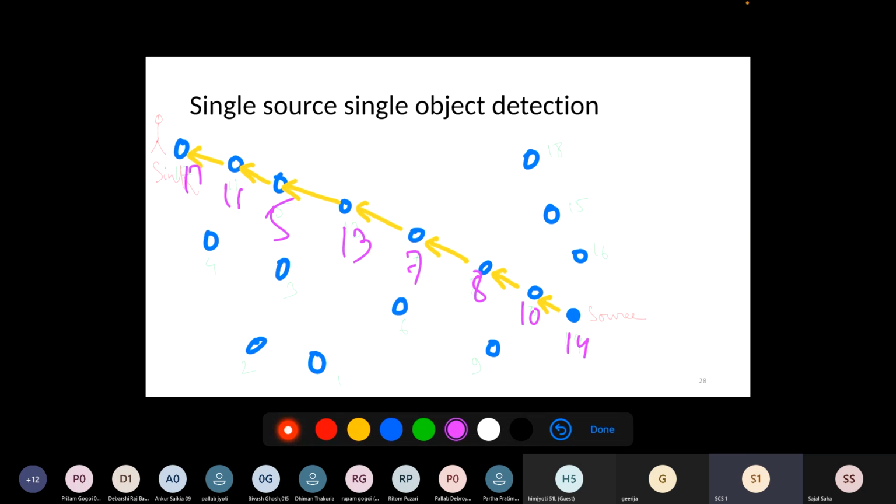Suppose here one moving object, a human, is in front of sensor 17. The object is detected immediately. So this one is my source, not sink, and this is my sink. It will be notified to the sink. Now the source cannot send the data to the sink directly. They send the data through this direction: 17 to 11, 11 to 5, 5 to 13, 13 to 7, 7 to 8, 8 to 10, 10 to 14. 14 is the sink.